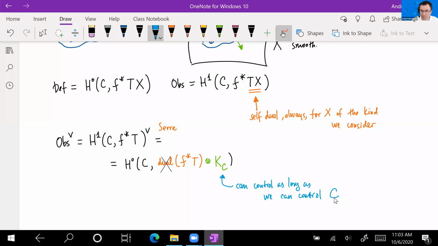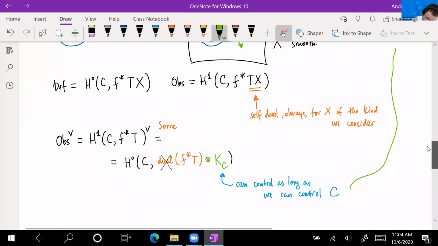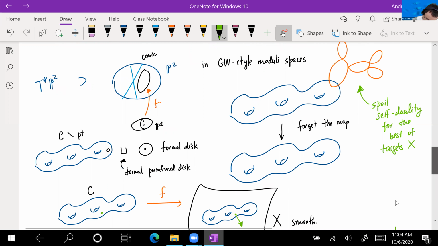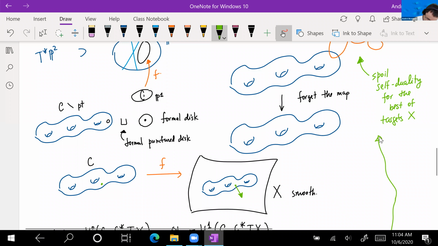But this is precisely the issue with this sort of Gromov-Witten moduli spaces, because if we go here, this effect, these bubbles affect the canonical bundle in both a predictable and a basically unmanageable way.